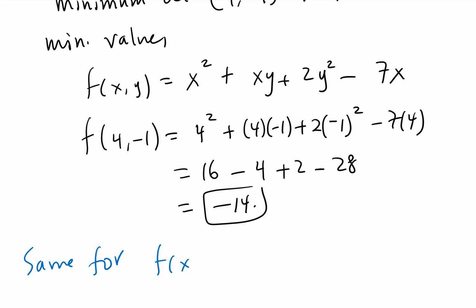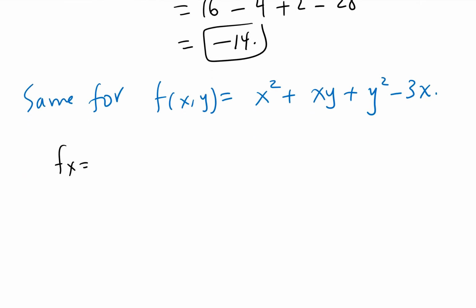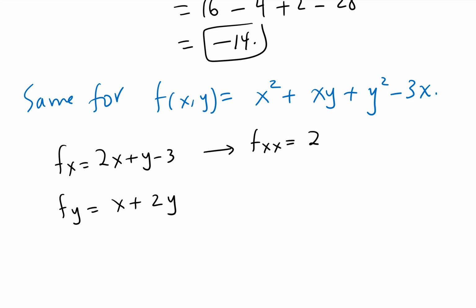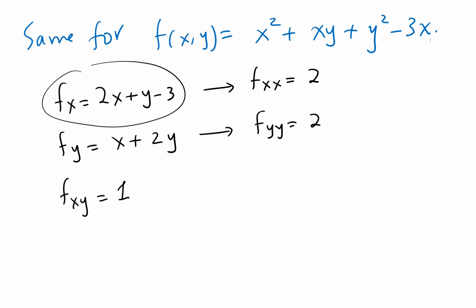For another example, f(x,y) equals x squared plus xy plus y squared minus 3x. First we find fx, which is 2x plus y minus 3. We find fy, which is x plus 2y. From here we can find fxx, which is 2. fyy is also 2. We need fxy. That's basically you take the derivative of fx with respect to y, which is 1. When you get these fxx, fxy, and fyy numbers, it makes things much easier.